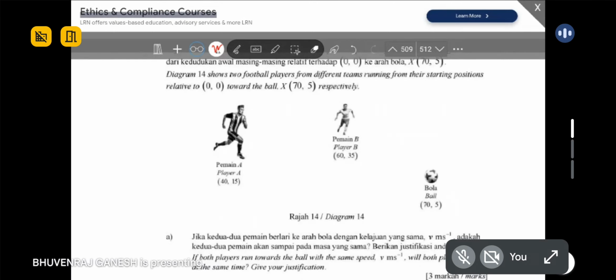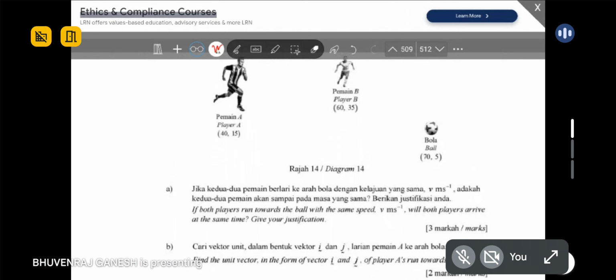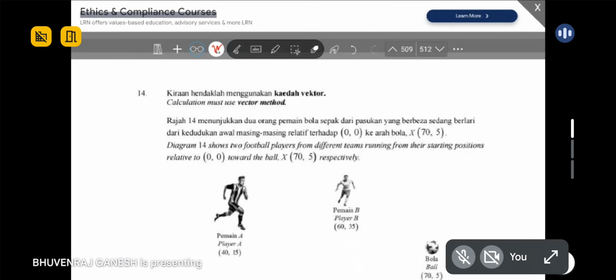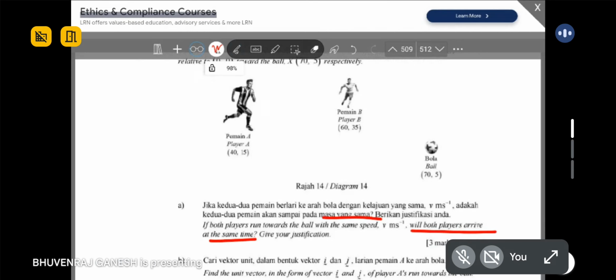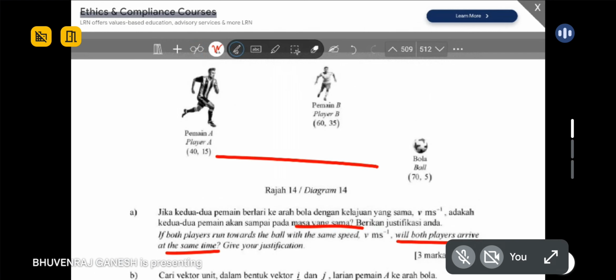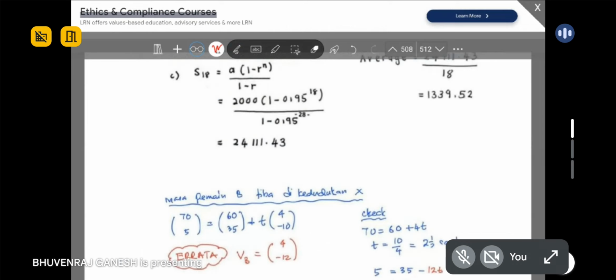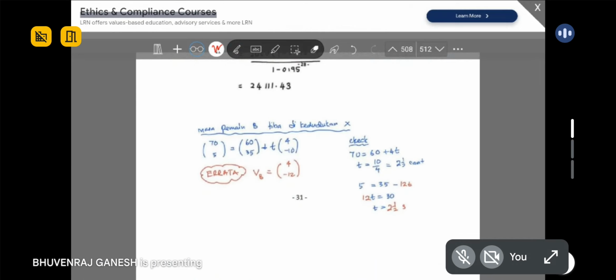Okay, so we discuss vector. For this question, they ask you, will the players arrive at the same time? Adakah dia sampai pada masa sama? Alright, good question. So for this question, they are both running towards the ball, guys. So they want to check, do they arrive at the same time? So how are you going to see this?